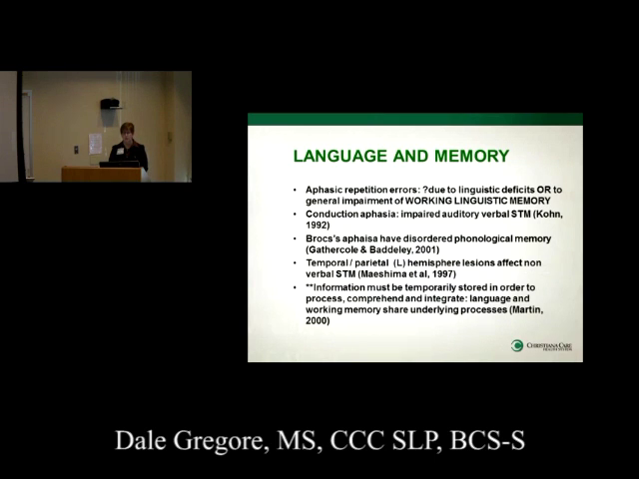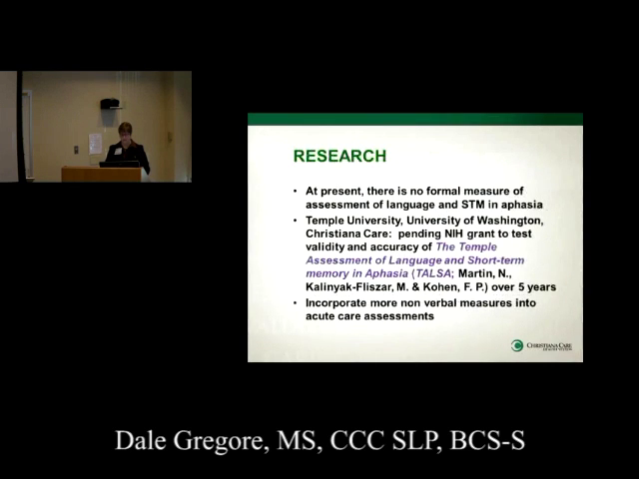So again, we have to attend to, temporarily store the information in order to process it, remember it, and then comprehend all of the above. So dysfunction at any of those levels will affect performance down the line.